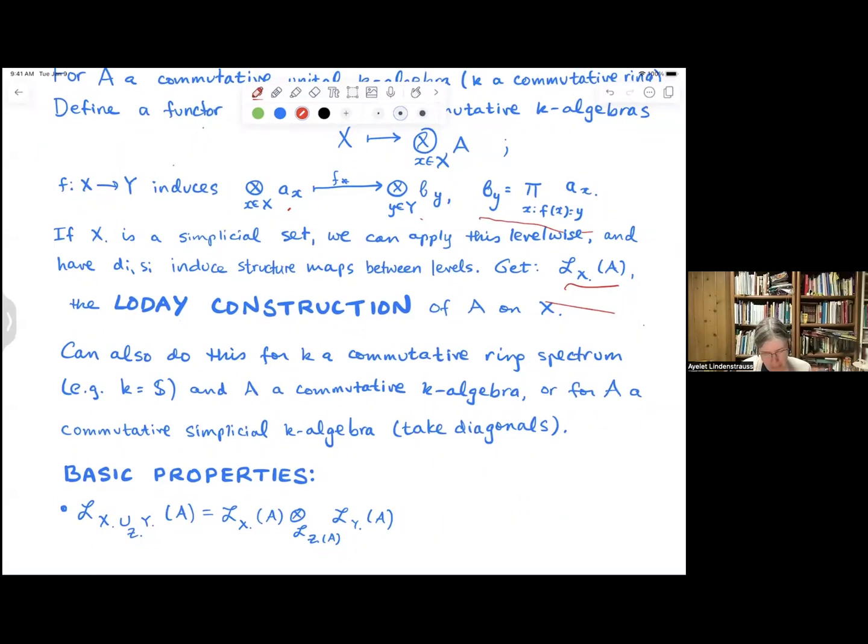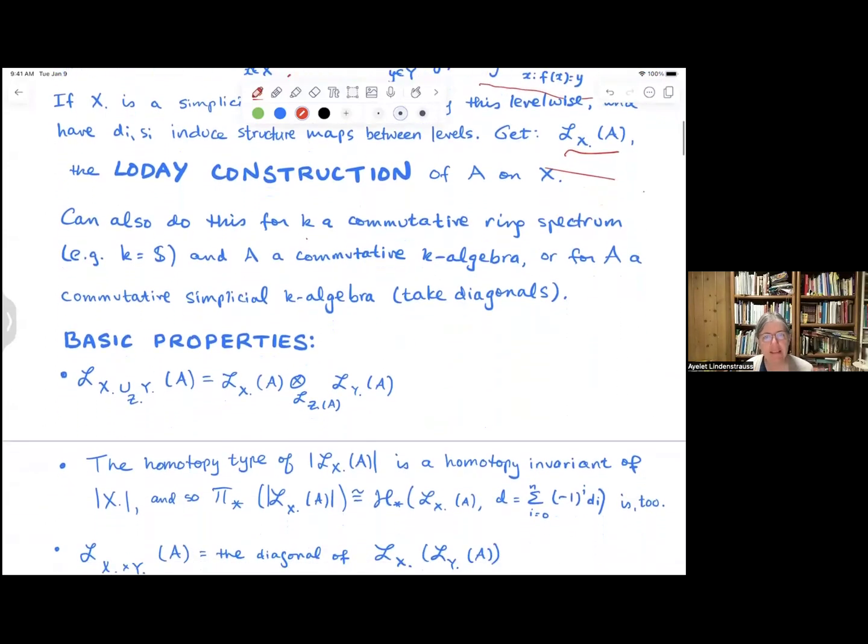So if, for example, I take K as a commutative ring spectrum, such as the sphere spectrum, and A is a commutative K-algebra spectrum, I could also do this for spectra. Also, in the case K discrete, I can do this for simplicial commutative K-algebras. If I do this straightforwardly, I get a bisimplicial set, but I can take the diagonal to get a simplicial set. So that's the Loday construction of a simplicial commutative K-algebra.